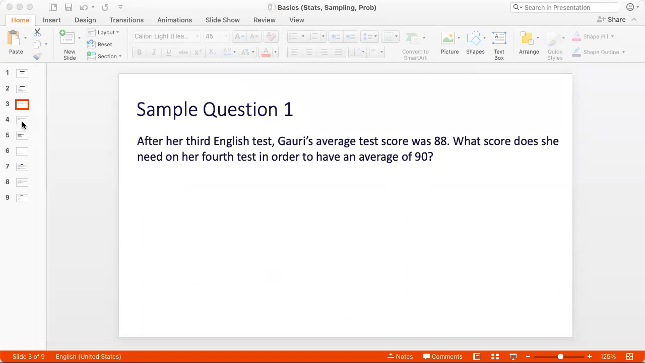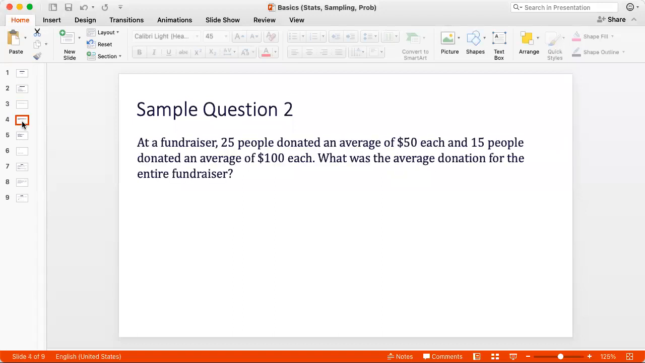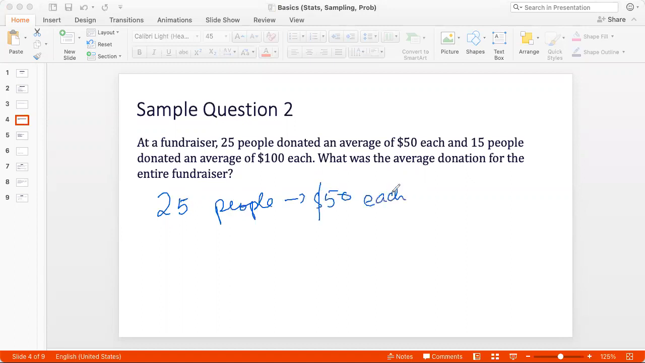Okay. Let's try another sample question. At a fundraiser, 25 people donated an average of $50 each. So let's write that down. 25 people donated $50 each, and 15 people donated an average of $100 each. What was the average donation for the whole entire fundraiser?